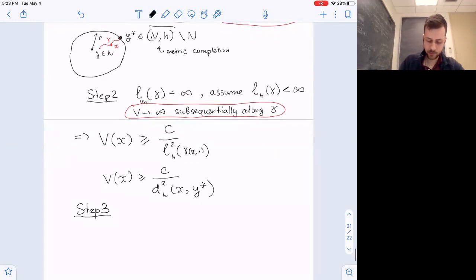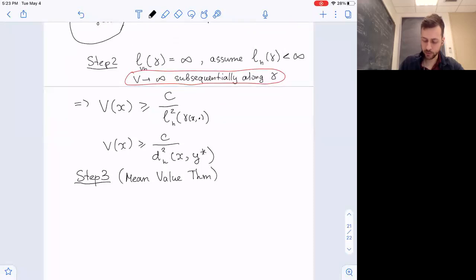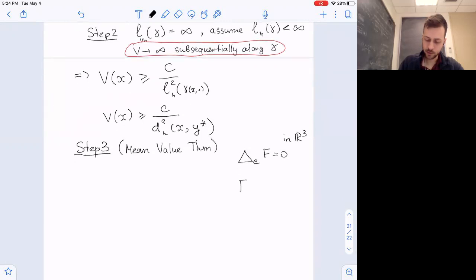And this is, again, just to give you an idea, a mean value theorem. So if you have a harmonic function, say in R3, so if you have the Euclidean Laplace of f equals 0, say in R3, then you can compute f of 0 as the average of the values on the bounding sphere. So you have a two-dimensional sphere, this sigma r.